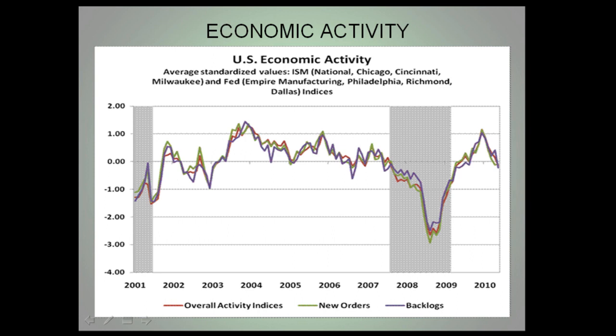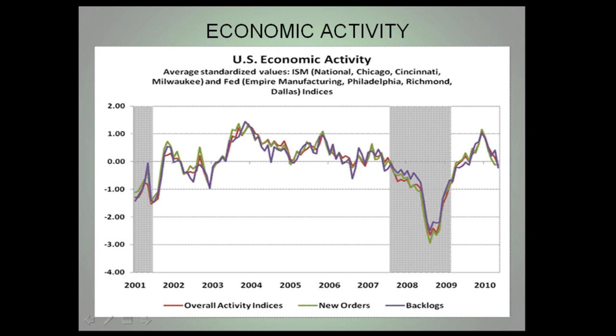Let's take another look at U.S. economic activity going back to 2001. This is values for ISM, that's the Institute of Supply Management. They conduct surveys across a variety of areas across the country. These are coalesced into overlapping lines here. You can see the recessions are in gray.